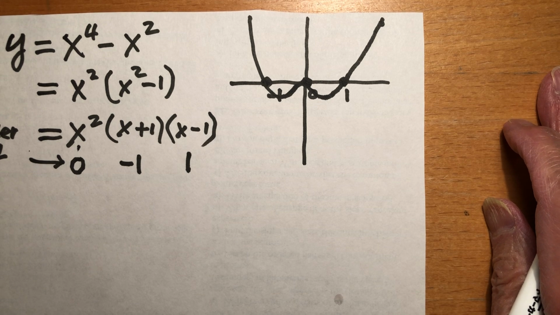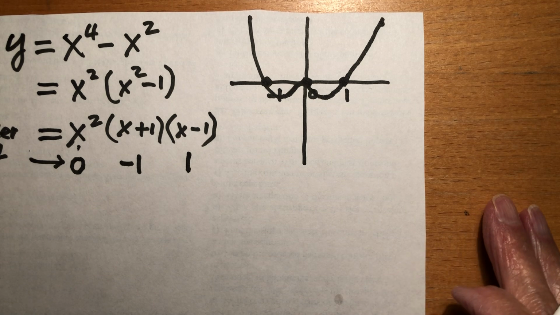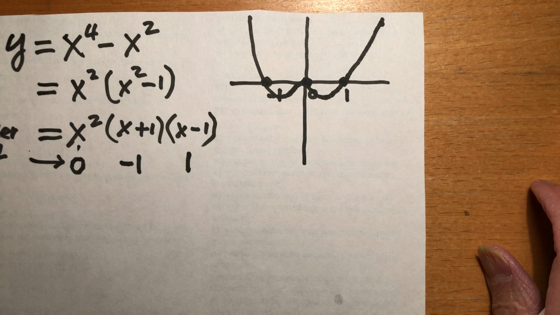Okay, these are generally how you draw the graph. If you can factor it, then it's quite convenient. If you cannot factor it, then you must do a table of values.